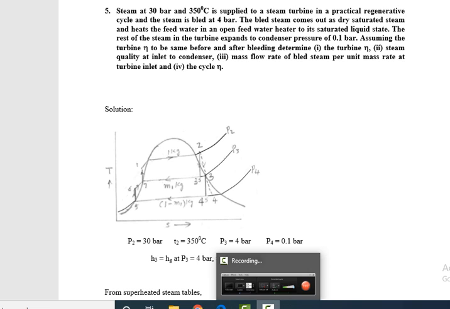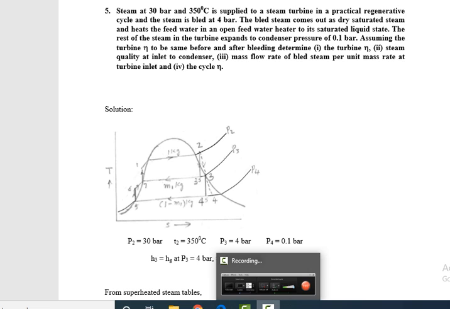That means the higher the number of heaters used, the higher will be the cycle efficiency. What is the importance? The higher the number of heaters used, the higher will be the efficiency. When we are using a high number of heaters, we will get high efficiency.